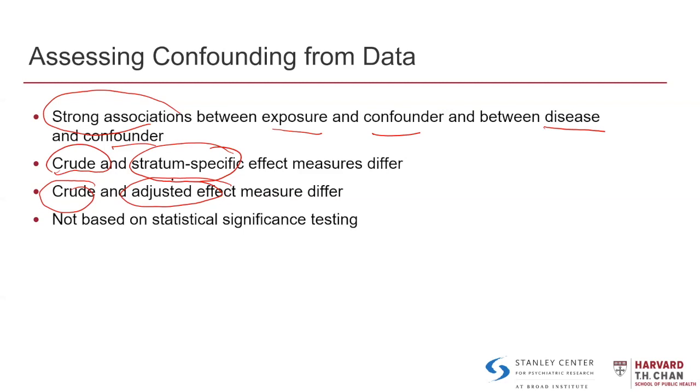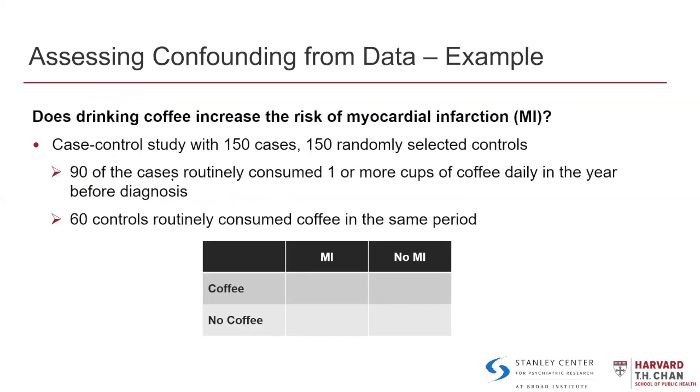So let's look at an example. This would also allow us to use the idea of pooling. So we'll try to put those two together, show you how to assess confounding from data, but also apply the concepts of pooling for coming up with adjusting for confounders.